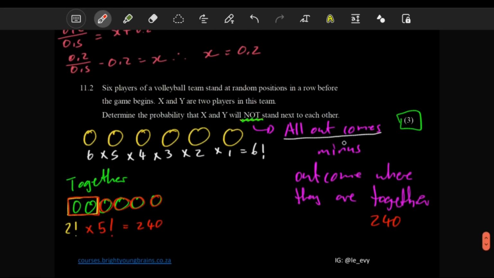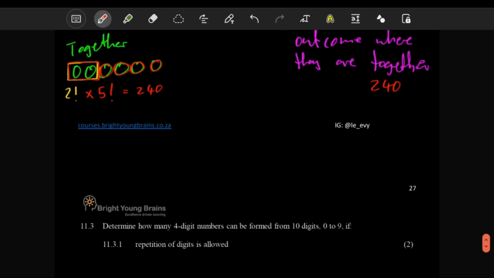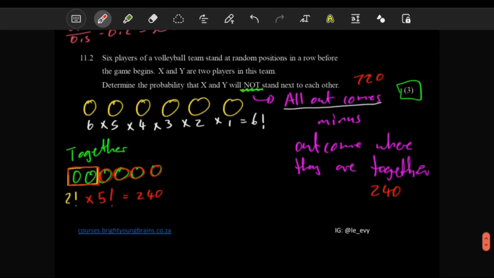The outcomes where there are no restrictions, it's just 6 factorial. So 6 factorial in our calculator, let's see what that is. It is just 720. You see, all the possible outcomes, it's just 720. Ones where they are together, it is just 240. So in our calculator, we just have to say 720 minus the 240. So let's see what that gives us. This 720 minus the 240, what is that giving us now?